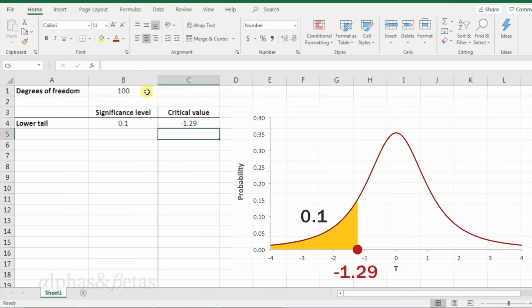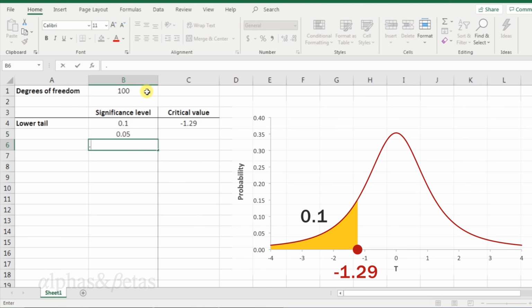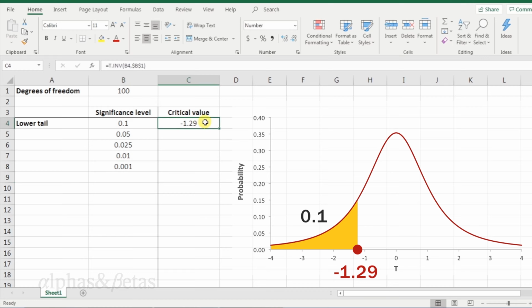You can do the same to find the critical value for other significance levels. Common significance levels are 0.05, 0.025, 0.01, and 0.001. When the degrees of freedom is large, the critical values under the t-distribution are similar to the critical values under the normal distribution.